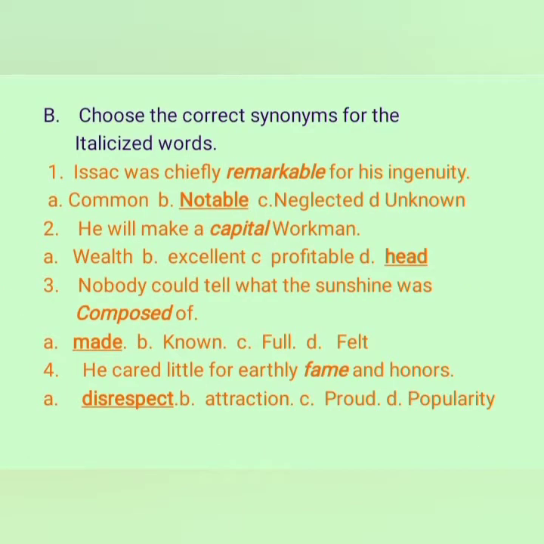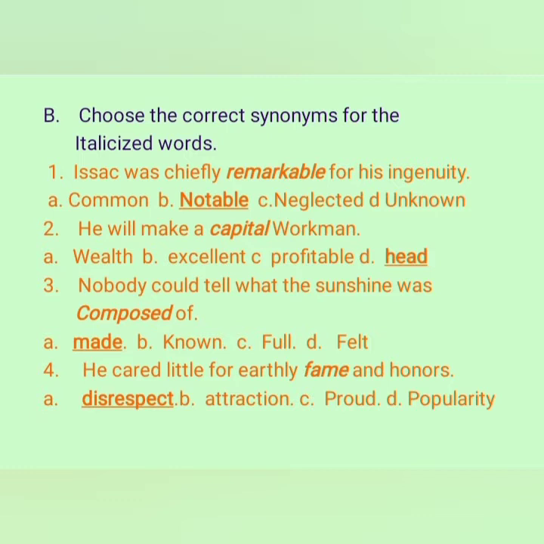Roman letter B, choose the correct synonyms for the italicized words. The first one: Isaac was chiefly remarkable for his ingenuity. What are the options? Option A is common, B notable, C neglected, and D unknown. The answer is notable. Second one: he will make a capital workman. The options are A wealth, B excellent, C profitable, D head. The answer is D, head.